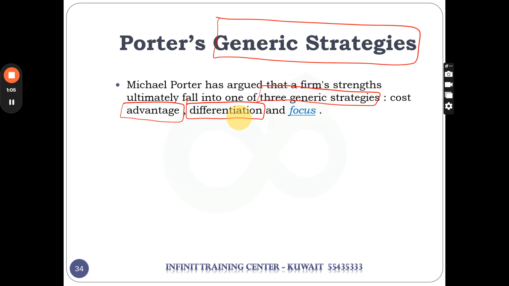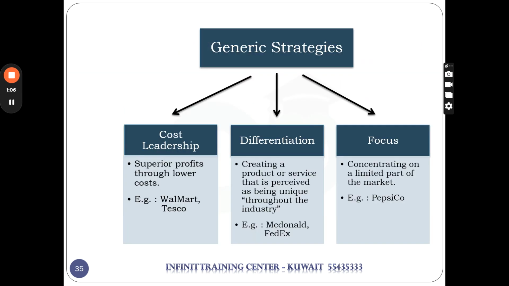Differentiation: you are always adding more innovation or features to your product and you are selling it. Focus: your company is focusing on a certain range of customers only. So these are the three generic strategies that will lead you to success. You can be a cost leader, or an innovator, or you are focusing on just a small or narrow range.